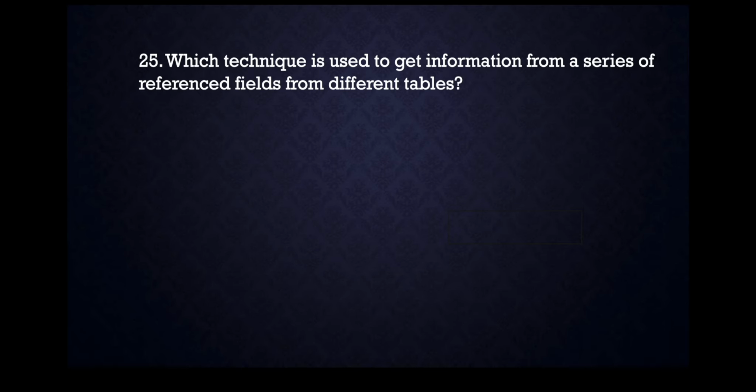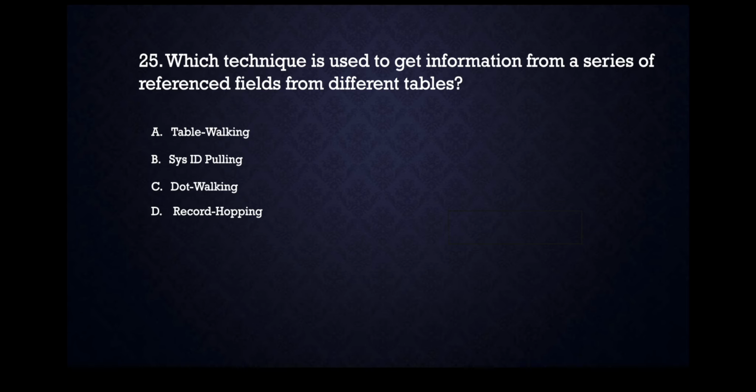Which technique is used to get information from a series of referenced fields from different tables? So the options are: table walking, sysid pulling, dot walking, record hopping. So the correct answer is dot walking. Now let's go to the next question.